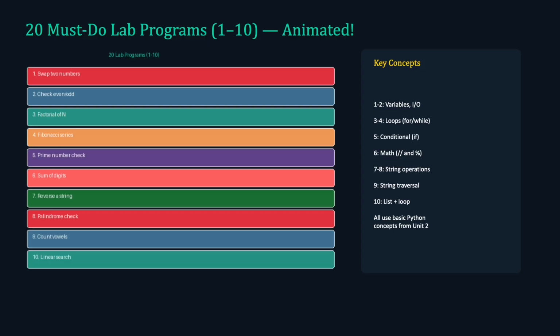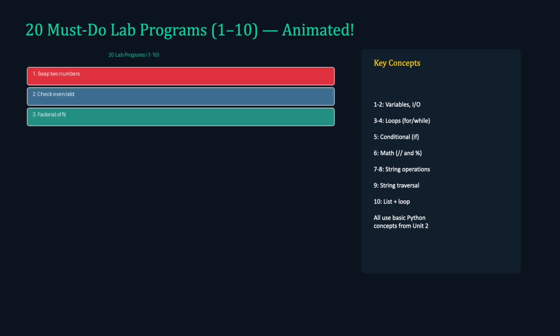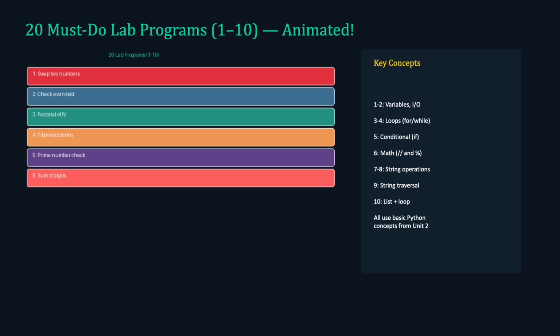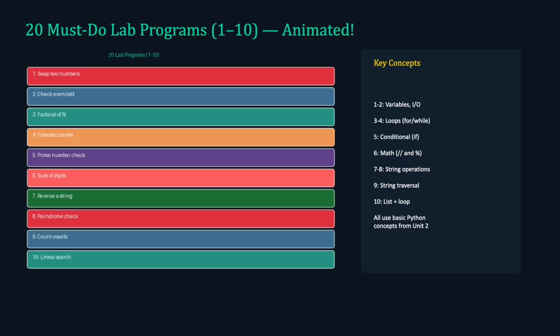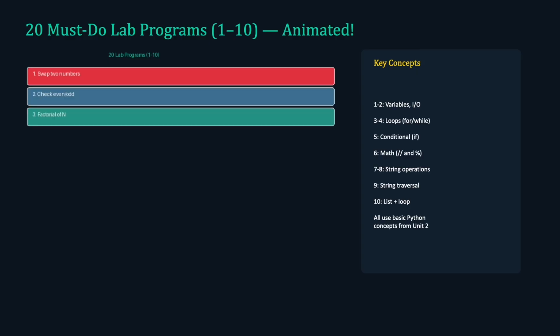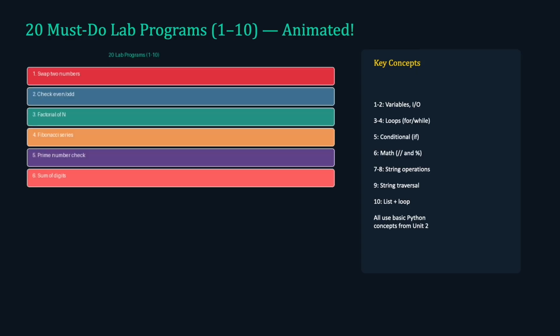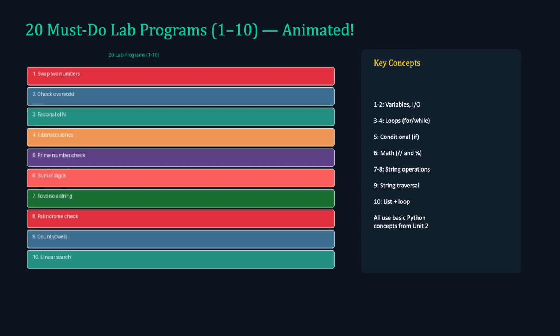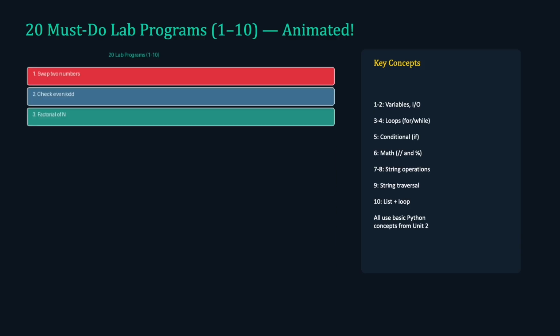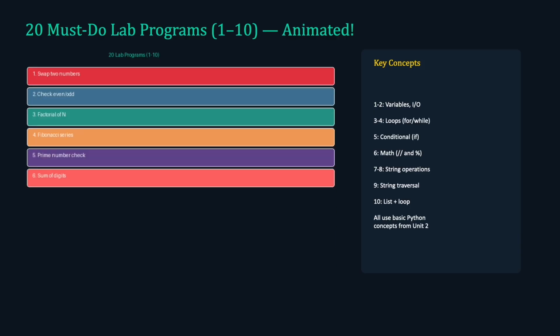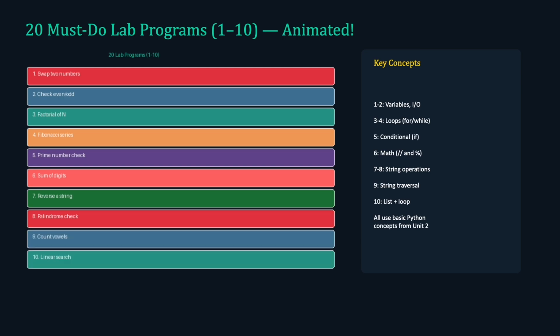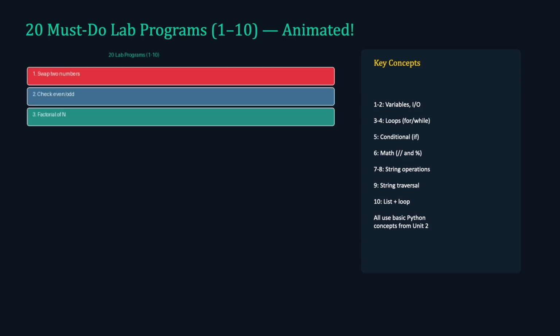Watch the first 10 programs appear. Program 1 swaps two numbers using a temporary variable or Python's elegant a, b equals b, a.